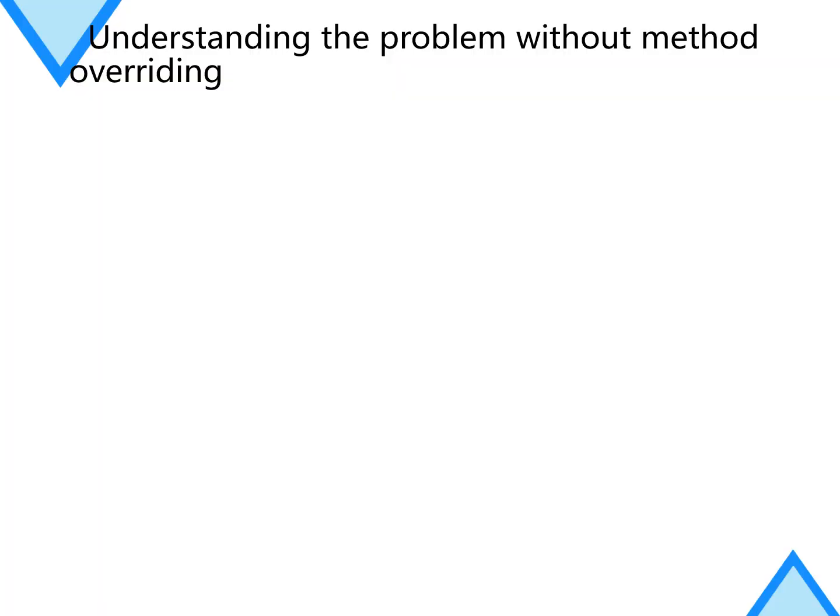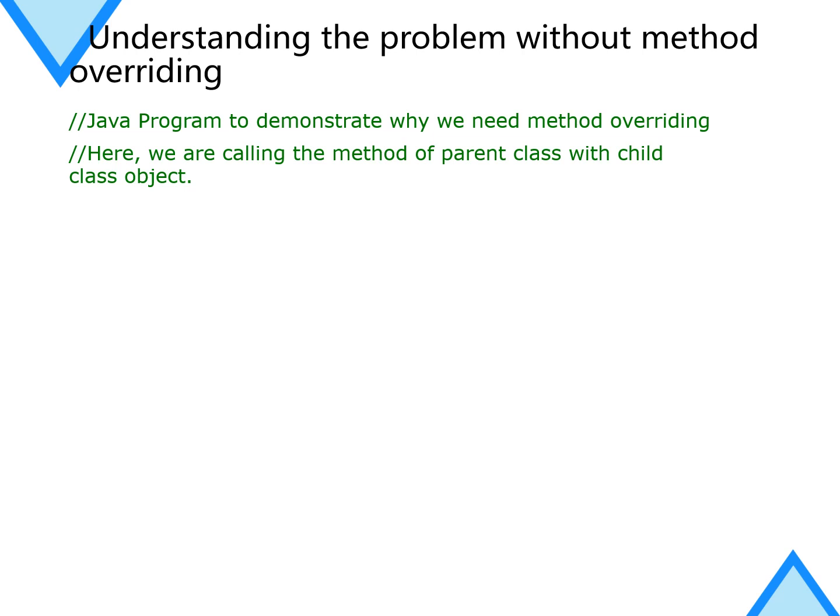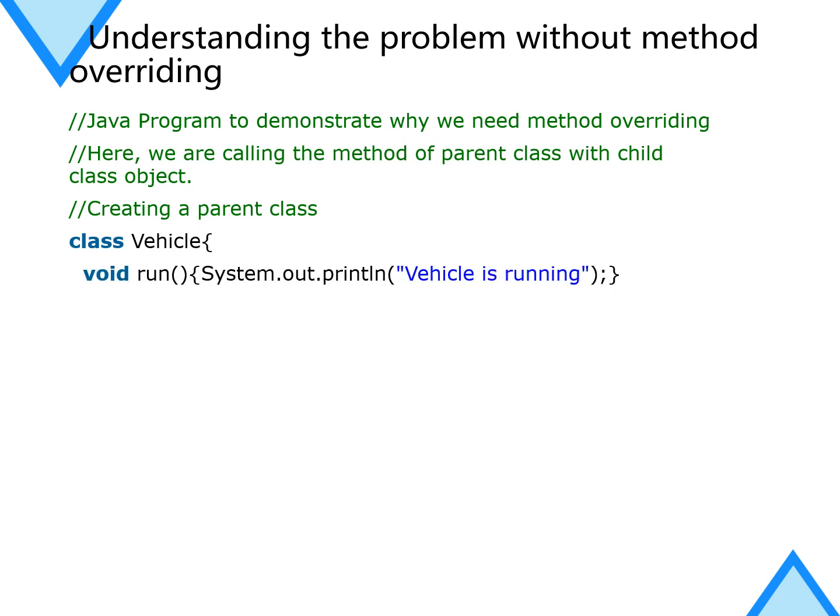Understanding the problem without method overriding. Why are we using method overriding? This example will explain why we need it. Here we have Vehicle as a parent class, and it has one method, run, which shows the message "Vehicle is running." We have a subclass which extends the Vehicle class.